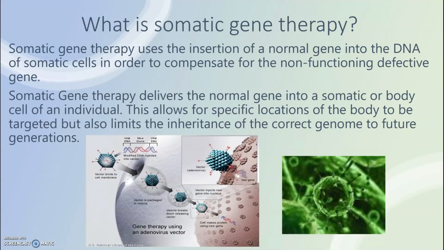What is somatic gene therapy? Somatic gene therapy uses the insertion of a normal gene into the DNA of somatic cells in order to compensate for the non-functioning defective gene. Somatic gene therapy delivers the normal gene into a somatic, also known as body, cell of an individual. This allows for specific locations of the body to be targeted, but also limits the inheritance of the correct genome to future generations. Somatic gene therapy ensures that the alteration is temporary, meaning it's only for the patient.